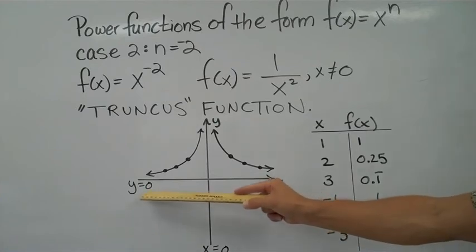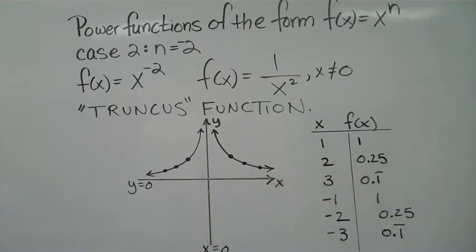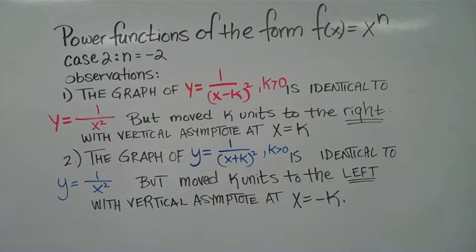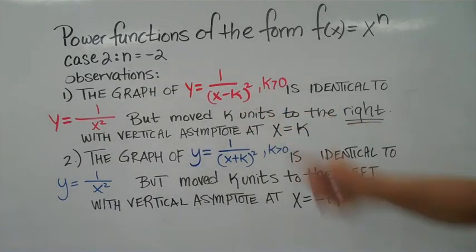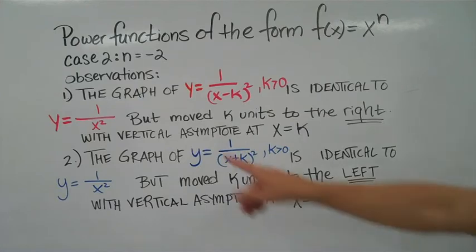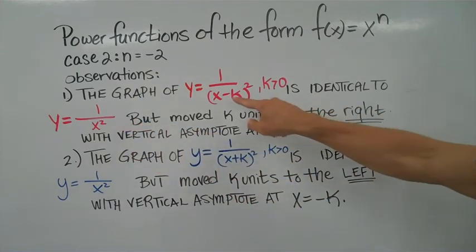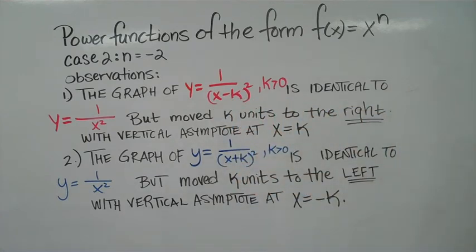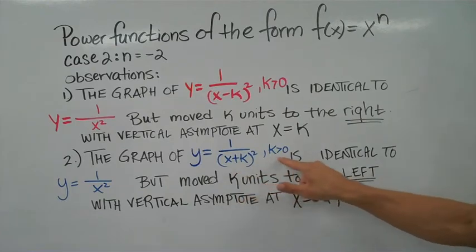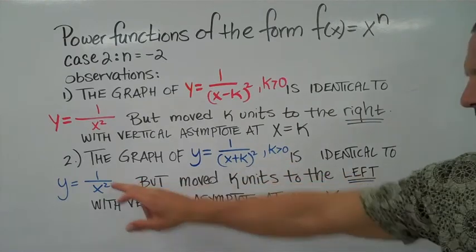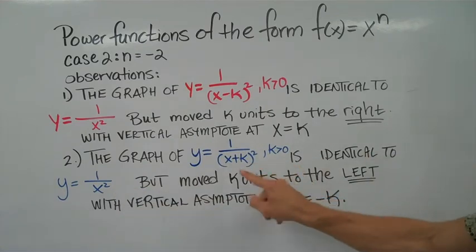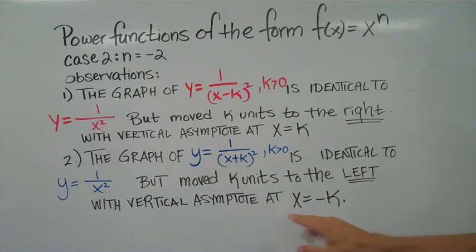Notice there is a horizontal asymptote at y = 0 and a vertical asymptote at x = 0 for this parent function. If you're watching this video, this should come as no surprise: the graph of y = 1/(x - k)², where k is greater than 0, is identical to our parent function, but moved k units to the right. It's the minus associated with the x, and it's the opposite of what you think. A minus k sends us to the right, and the graph of y = 1/(x + k)², where k is greater than 0, is identical to our parent function, but moved k units to the left. So we have plus k moving to the left, with a vertical asymptote at x = -k.